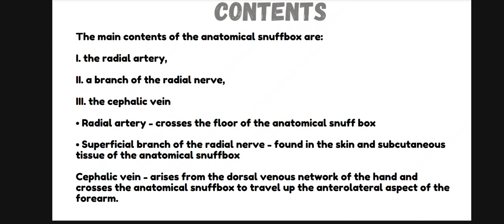And cephalic vein and superficial branch of radial nerve, these are at superficial level. So superficial branch of the radial nerve is found in the skin and subcutaneous tissue of the anatomical snuff box, and cephalic vein arises from the dorsal venous network of the hand and crosses the anatomical snuff box to travel up the anterolateral aspect of the forearm.